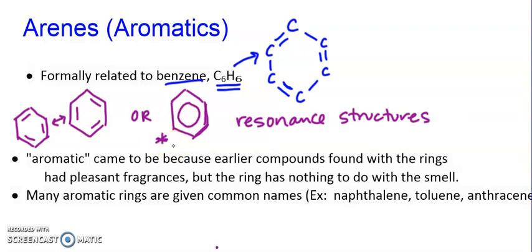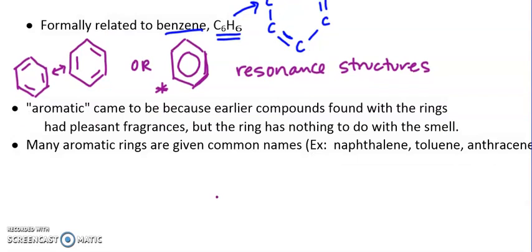The word aromatic comes because all of these first had really strong or pleasant fragrances, nice smells. But the ring actually doesn't have anything to do with the smell. That was just kind of a coincidence. Many of these have common names like naphthalene, toluene, anthracene. Toluene is one you'll see a lot, and it's kind of weird to say, right? Toluene is when you have your benzene ring like this with one methyl group, like this.